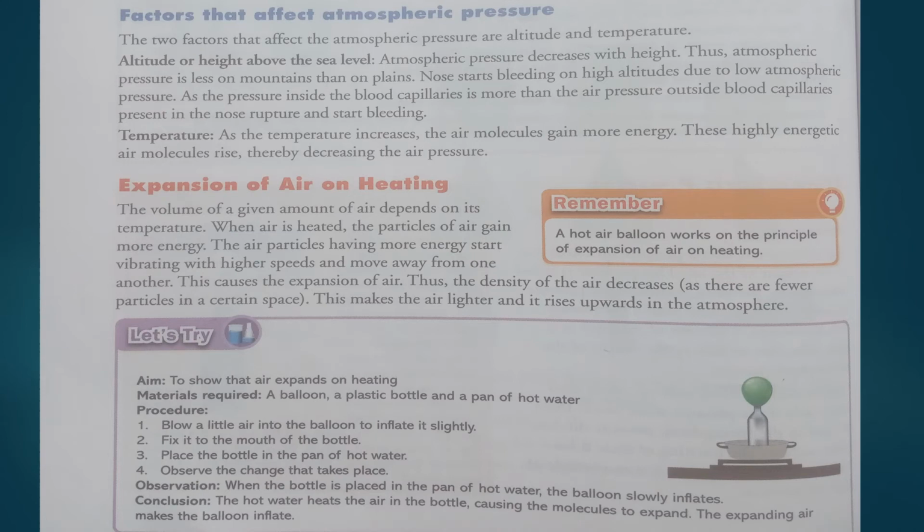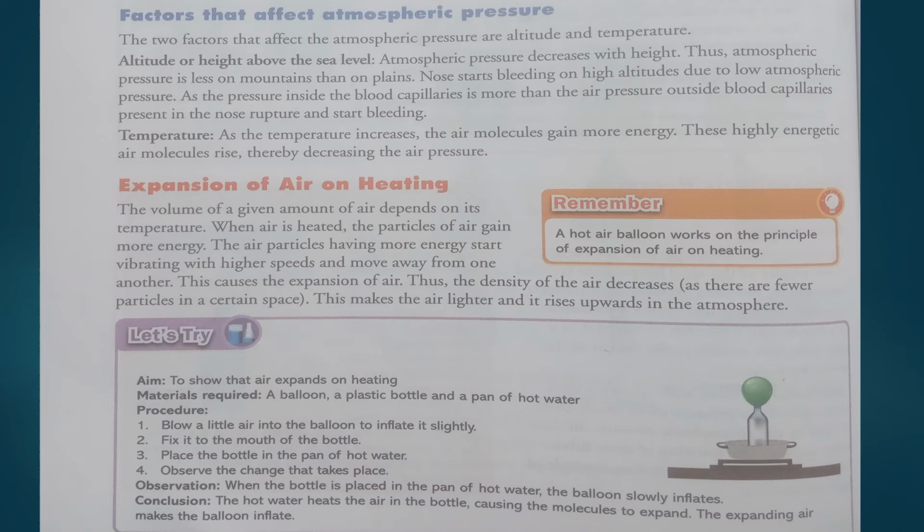Now let's discuss the factors that affect atmospheric pressure. So remember students, there are two factors which always affect the atmospheric pressure. One is altitude, means height, and another one is temperature. Altitude, or height above the sea level. If you go higher, then the pressure decreases with height. Thus, we can say atmospheric pressure is less on a mountain than on plains.